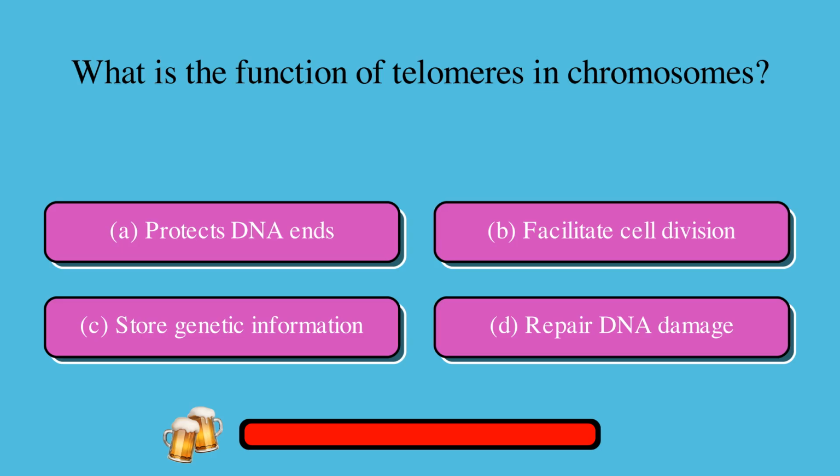What is the function of telomeres in chromosomes? A. Protects DNA ends, or B. Facilitates cell division, or C. Store genetic information, or D. Repair DNA damage. The correct answer is A. Protects DNA ends.